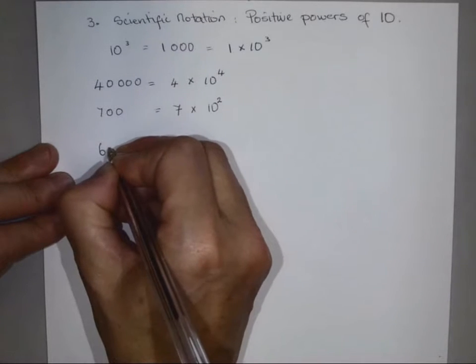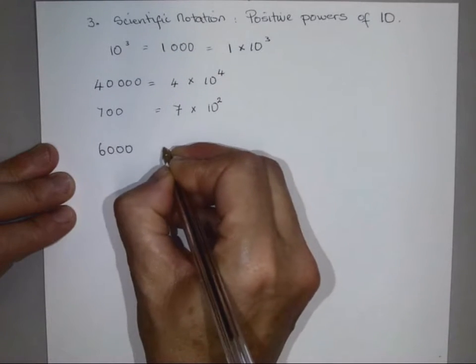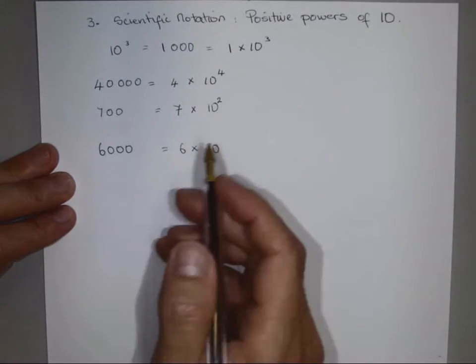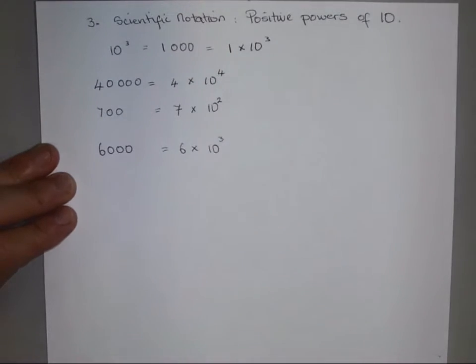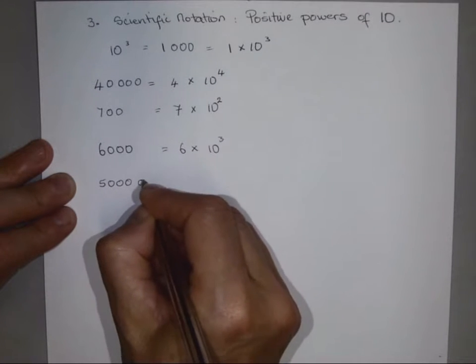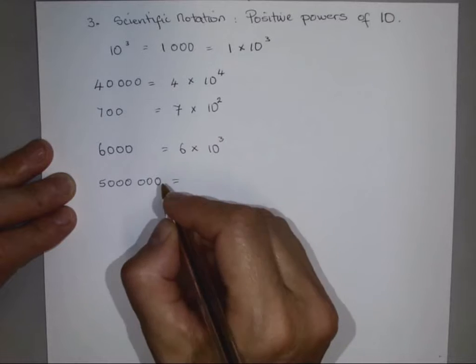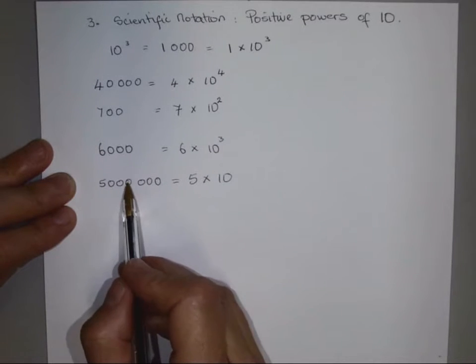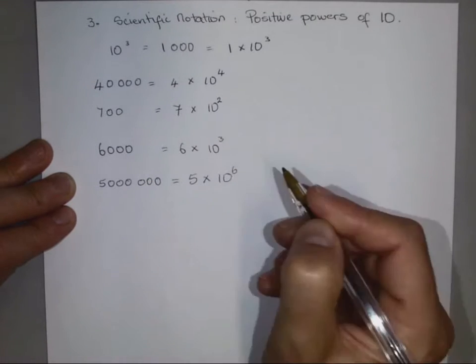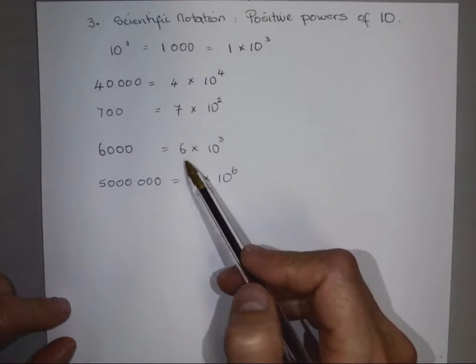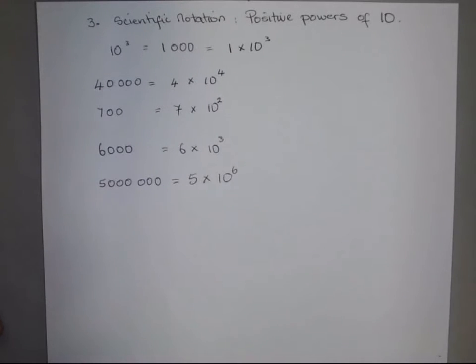So you have 6,000. That's going to be 6 by 10 to the power of 1, 2, 3. Okay then, 5 million. 5 by 10 to the power of 1, 2, 3, 4, 5, 6. So these are really nice scientific notation. The numbers here are nice whole numbers, 4, 7, 6, and 5.